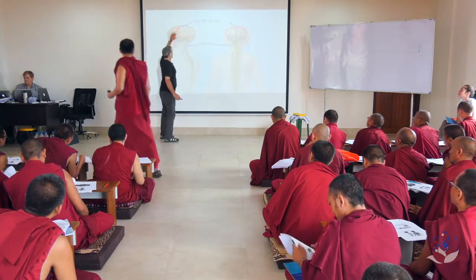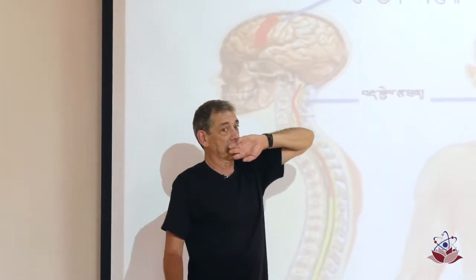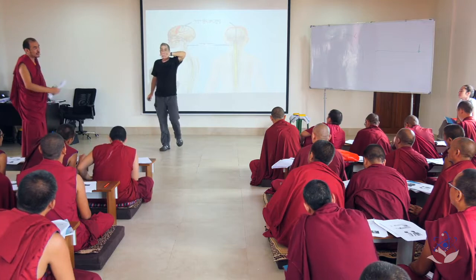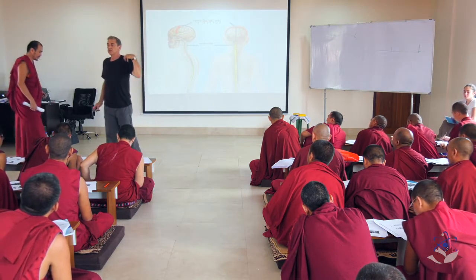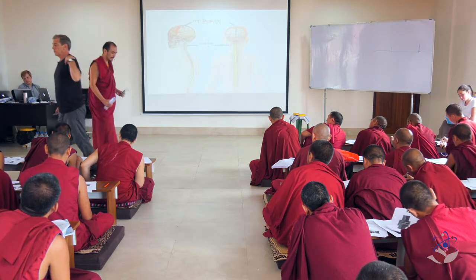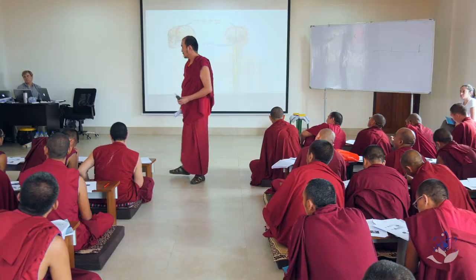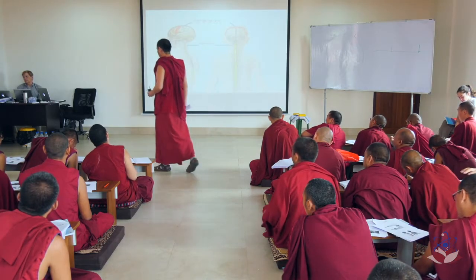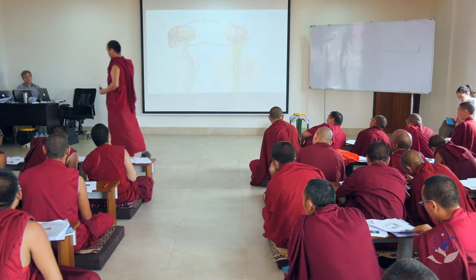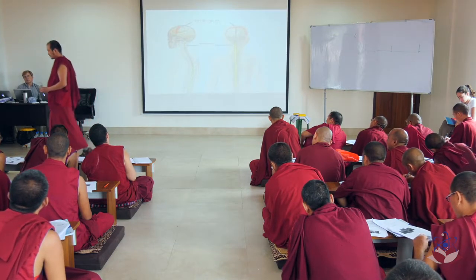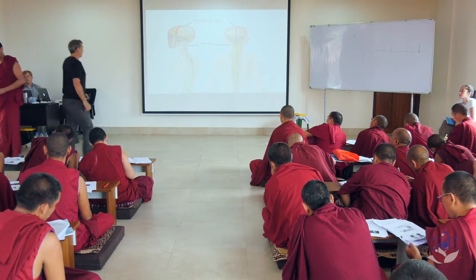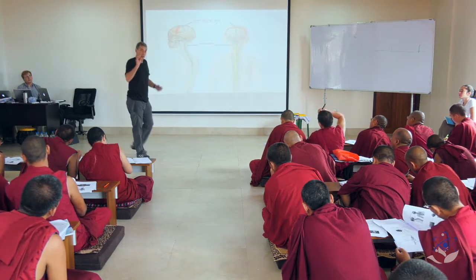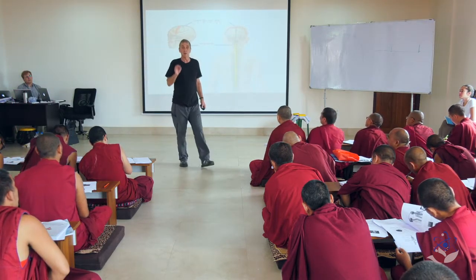But let's say we decide we want to take a drink. Signals are sent to a part of the brain called the motor cortex. And the motor cortex, there are neurons, very large neurons in the motor cortex.